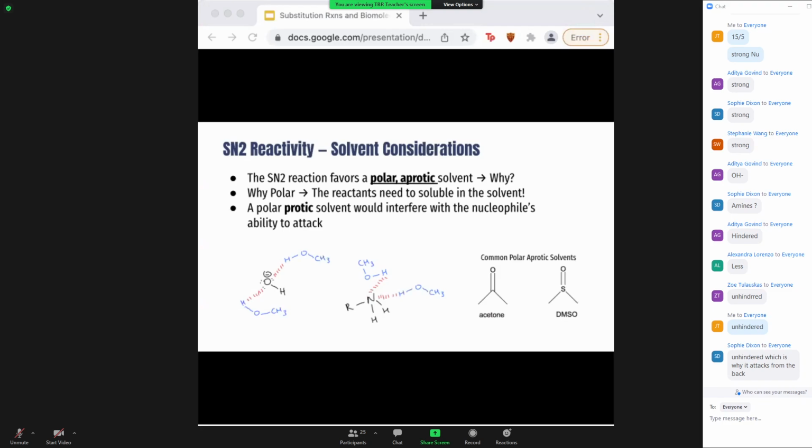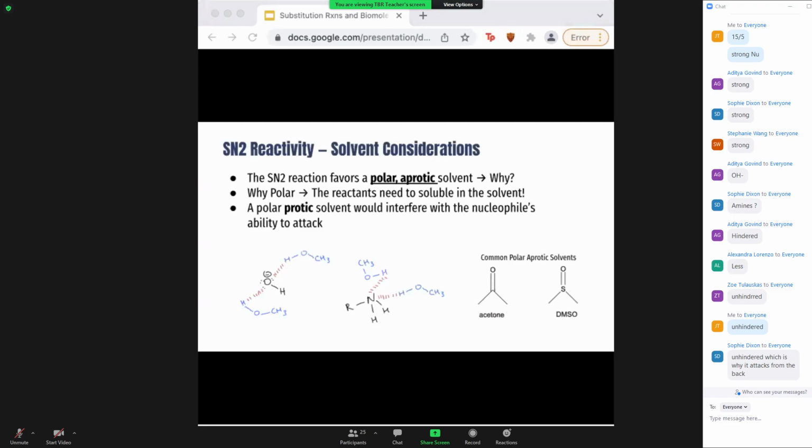And the issue with polar protic solvents is that the nucleophilic anions will be surrounded by a layer of solvent molecules with hydrogen bonds, and this is called the solvation effect. If you have a protic solvent, it's going to form a kind of cage around your nucleophile. It's going to make it a much less effective reactant.